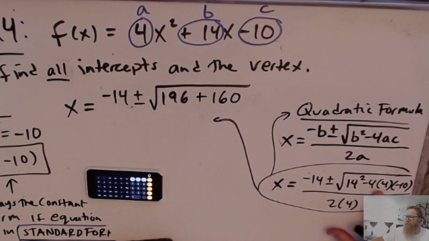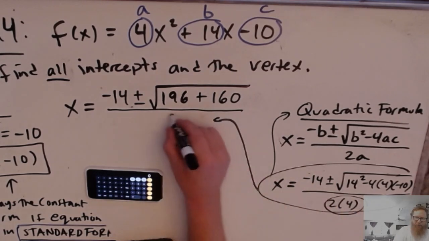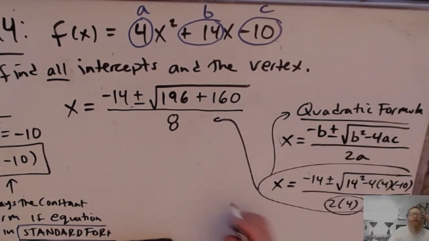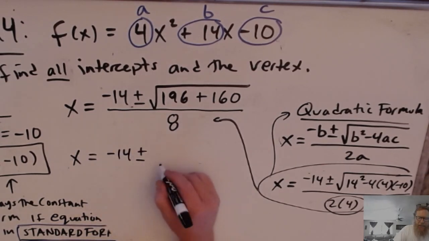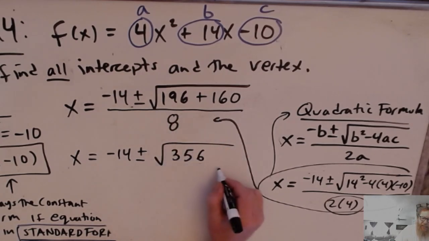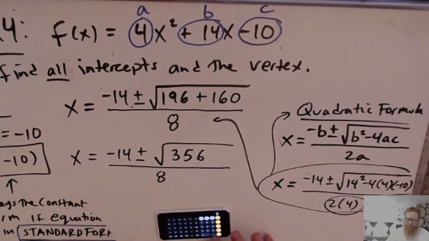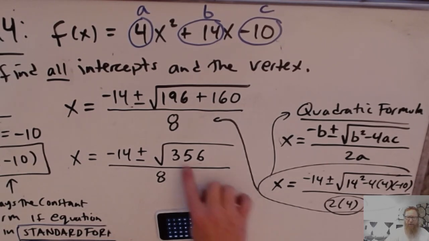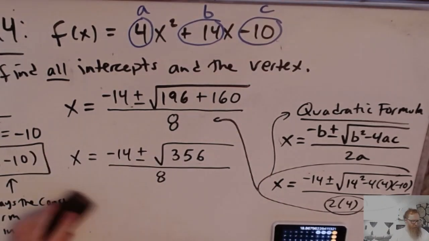160. Yeah, 4 times 4 times 10, 160. All over 2 times 4, which is 8. So you've got negative 14 plus or minus the square root of 356 all over 8. All right, and now you're going to take the square root of 356. The square root of 356 is 18 and some change.